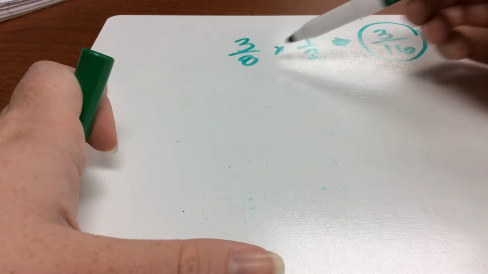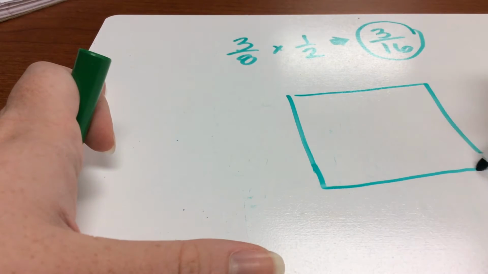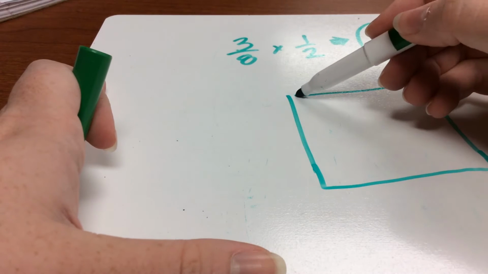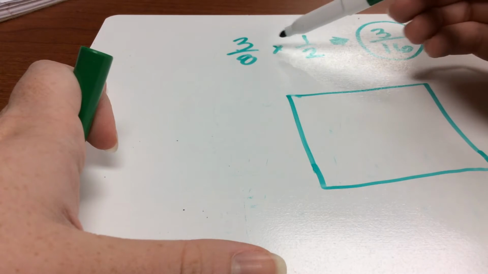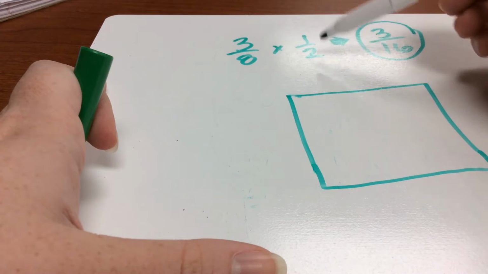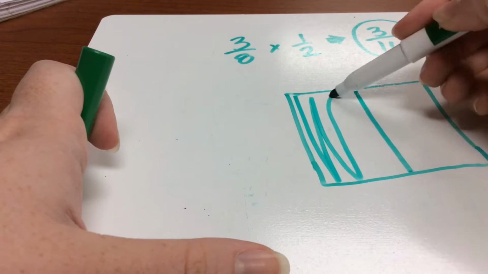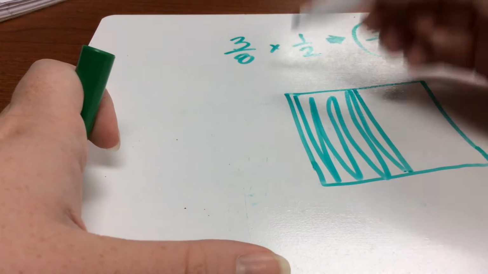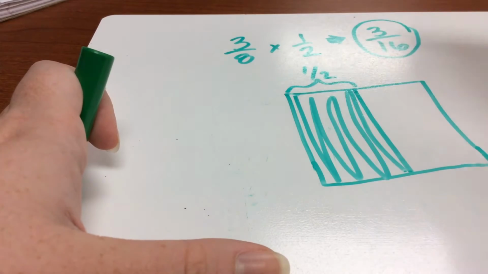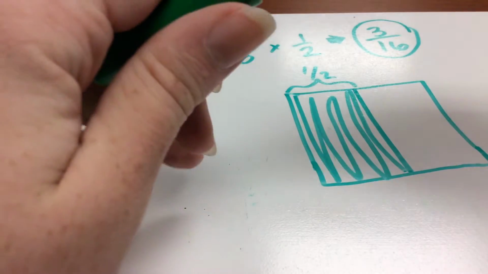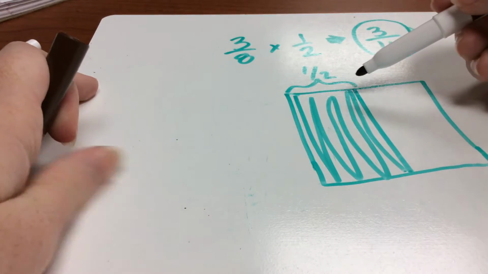Now, with a fraction times a fraction, you need to start out by having one whole. So I want to know, what is 3/8 of 1/2? So here's my half. It doesn't matter which way you shade it, because it will come out the same answer. So there's my half, and I want to know what is 3/8 of this half?